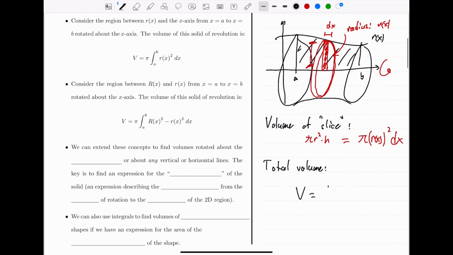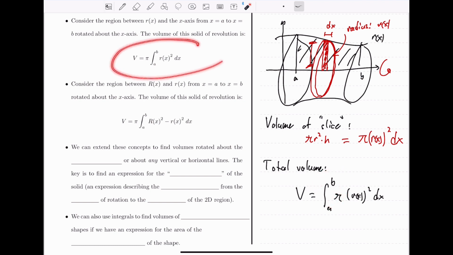So volume equals the integral of pi r of x squared dx, and I integrate from a to b. Those limits tell me where to start adding up the representative slices and where to end. Okay, pi is a constant, so we could just take it out front, and we see that we obtained this formula here.